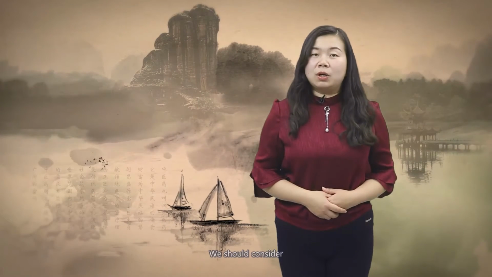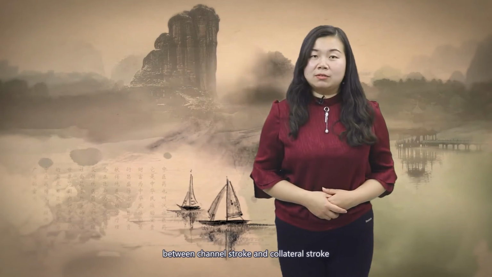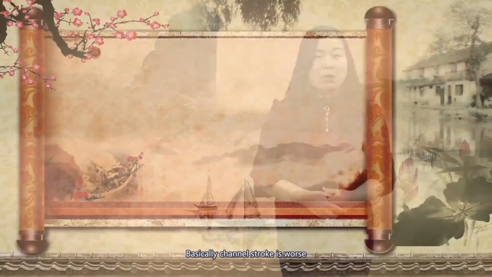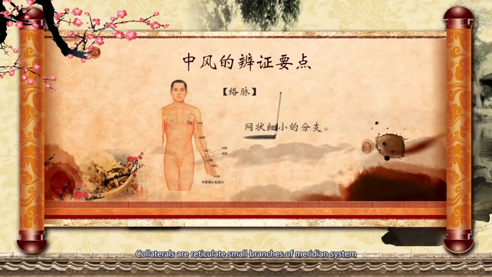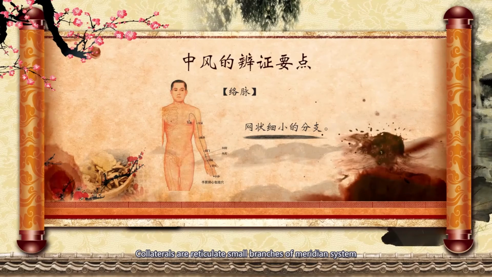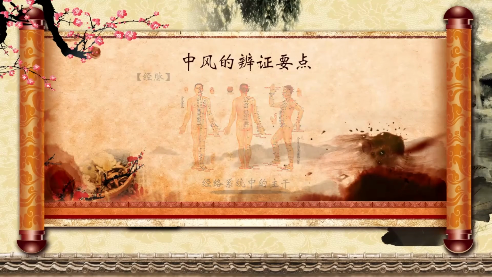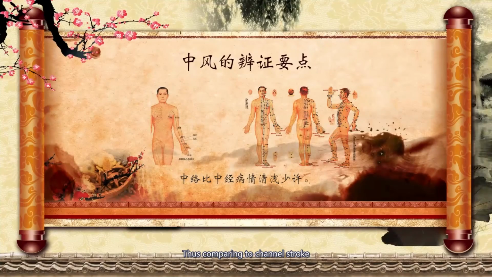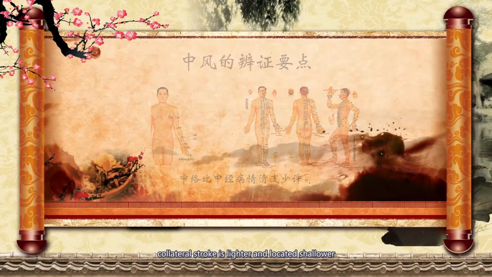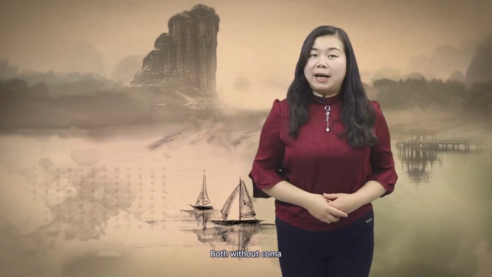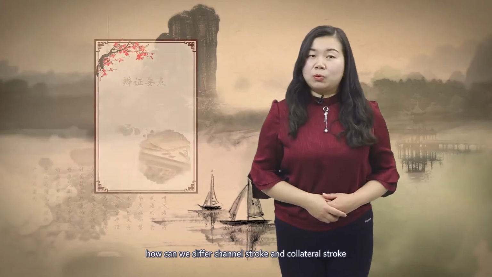We should consider between channel stroke and collateral stroke which one is more severe. Basically, channel stroke is worse. Collaterals are reticulate small branches of the meridian system, while channels are main streams. Thus, comparing to channel stroke, collateral stroke is lighter and located shallower. Both without coma, how can we differ channel stroke and collateral stroke?